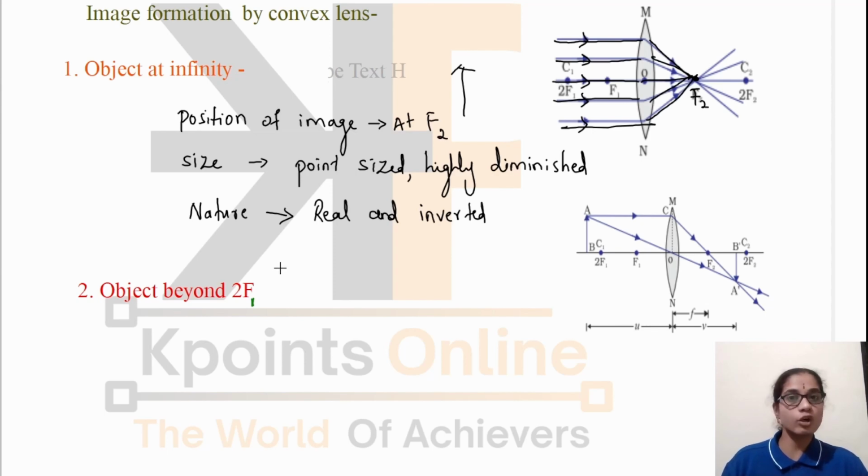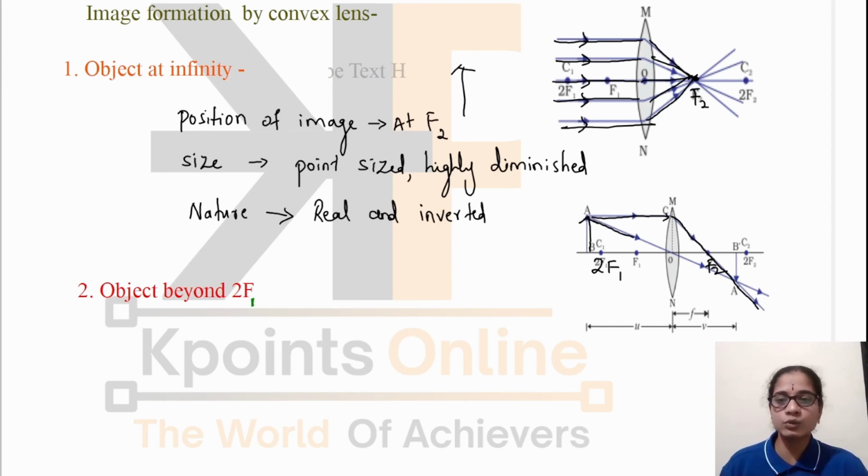Now let's see the case when the object is placed beyond 2F1. This is 2F1. Here the object is placed beyond 2F1. Now we know that for the image formation, we need to consider at least 2 rays. This is one parallel ray, which is parallel to the principal axis. We know that after refraction, it will pass through the second principal focus. This parallel ray of light will pass through the second principal focus, that is F2.